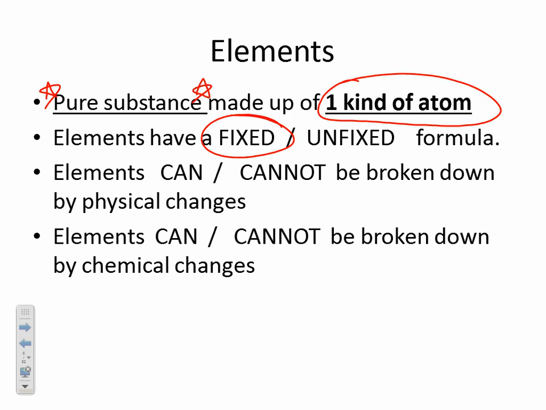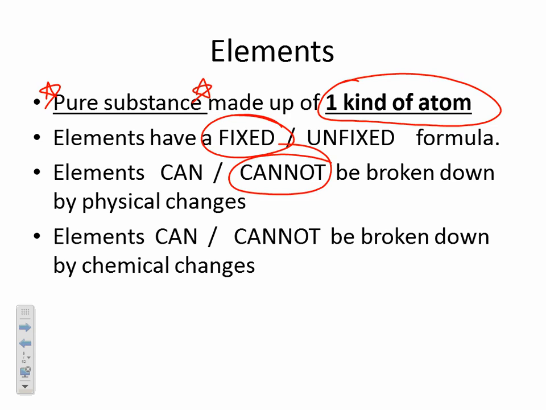Elements cannot be broken down by physical changes, meaning that if you were to do a physical change on an element, you wouldn't change it in any way, shape, or form. The element itself would stay the same. Other properties, if it was a mixture, that might change, but the element itself would stay unchanged.